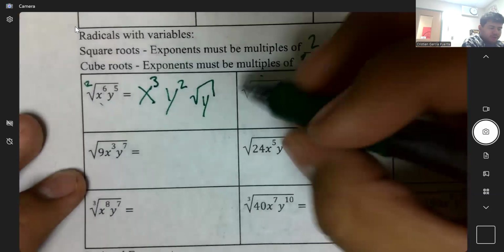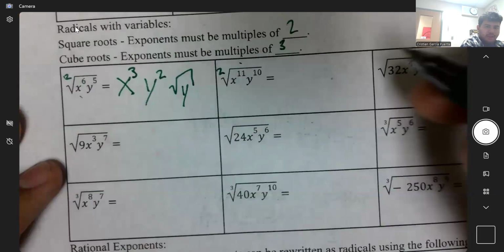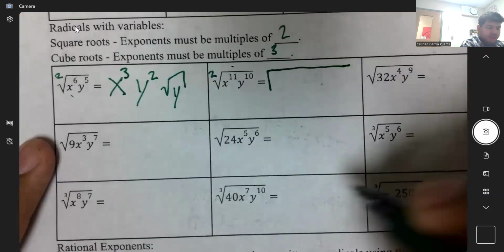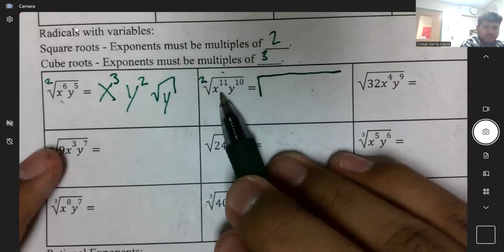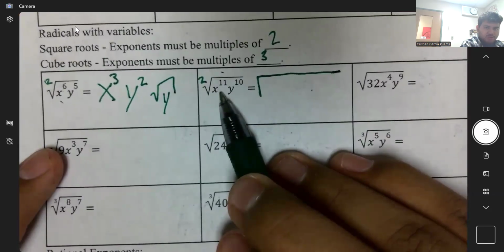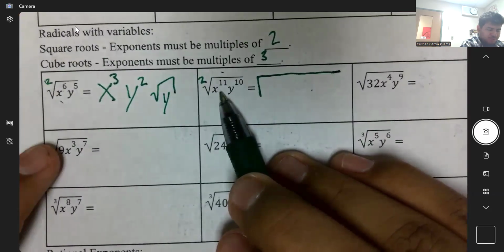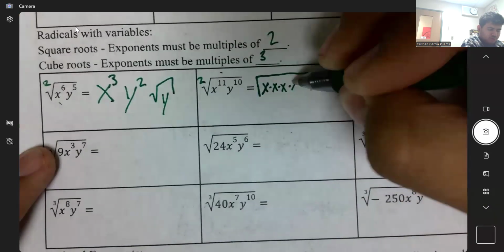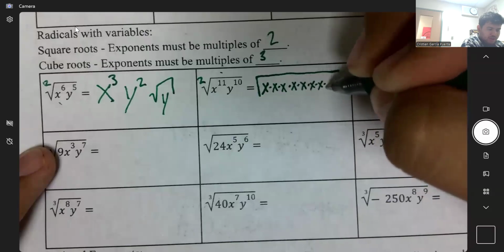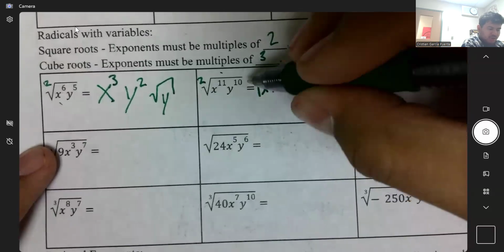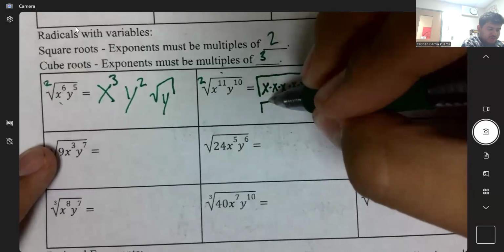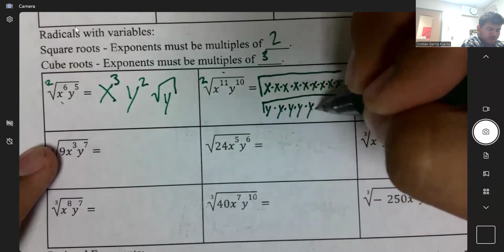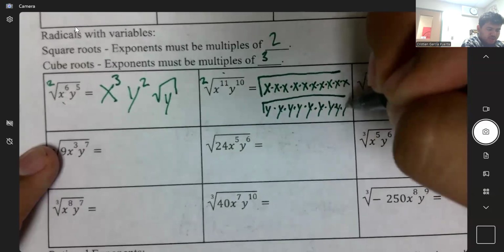So another way you could do it, again, your exponent here is a 2. Rewrite your exponent like this, right? How many x's are there right here? There's 11 x's. So this one's going to be a little bit harder to do. Here, I'll also do it. So just write down 11 x's. So 1, 2, 3, 4, 5, 6, 7, 8, 9, and 10. And then we still have the 10 y's. So I'll put the y like this. So 1, 2, 3, 4, 5, 6, 7, 8, 9, 10.